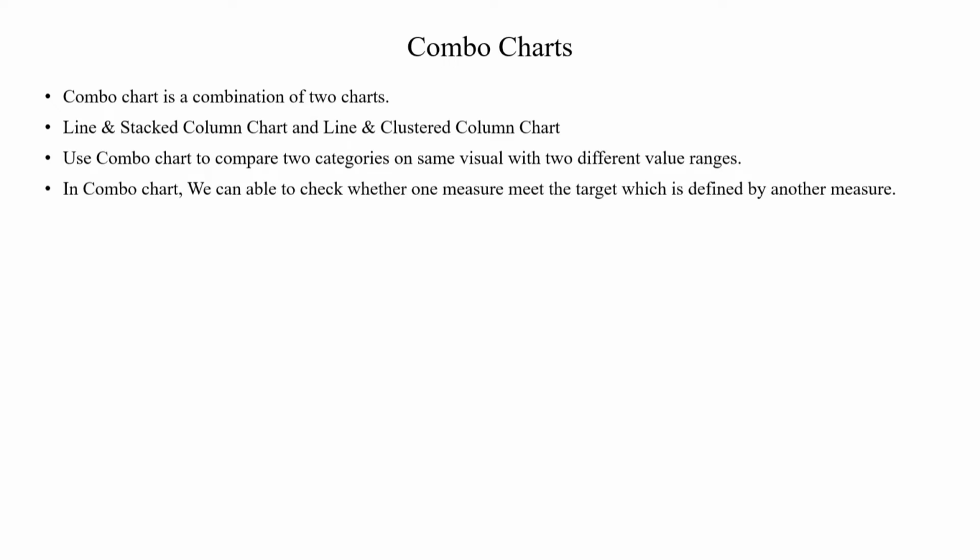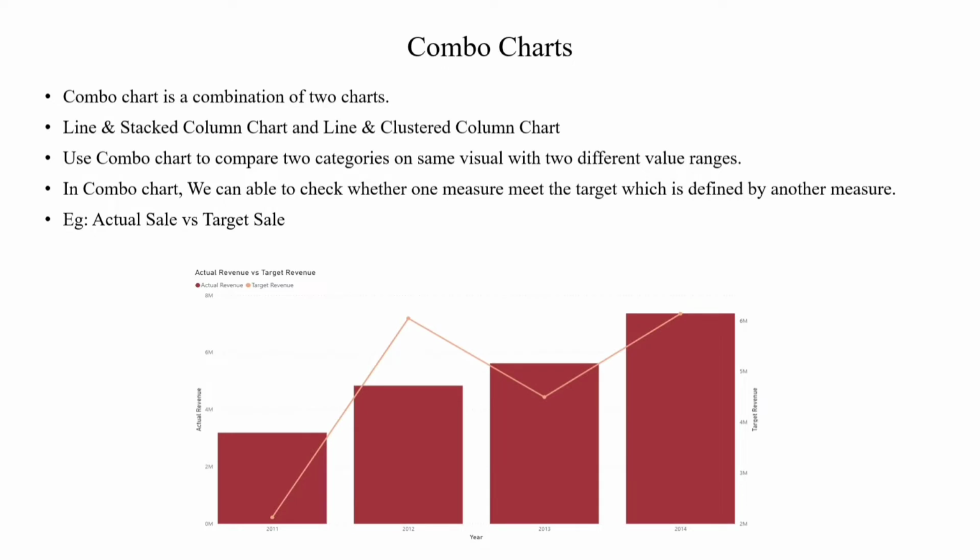In combo charts, we can check whether one measure meets the target, which is defined by another measure. For example, we have two measures, one as actual sale and another one as target sale. So we can easily know whether the actual sale meets the target sales or not. For actual sale, we represent in bar chart, and target sale we represent in line chart. Okay, this is the sample image of combo charts.